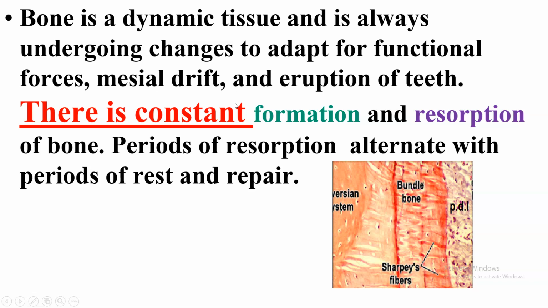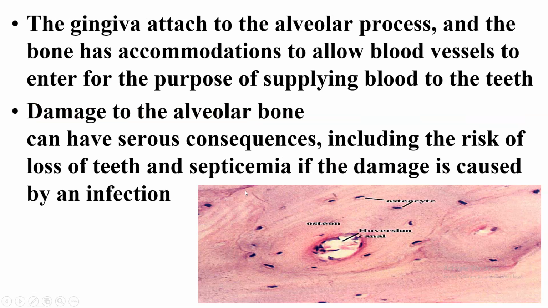eruption process of the tooth. So there is a constant formation and resorption of the bone. Periods of resorption alternate with periods of rest and repair. Gingiva is attached to the alveolar process, and the bone has communication to allow blood vessels to enter for the purpose of supplying blood to the teeth. So any damage to alveolar bone can cause serious consequences, including risk of losing the teeth and septicemia if the damage is caused by an infection.